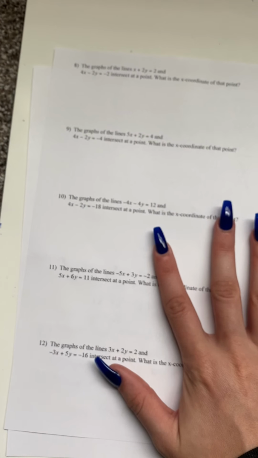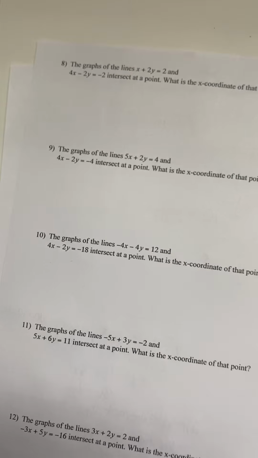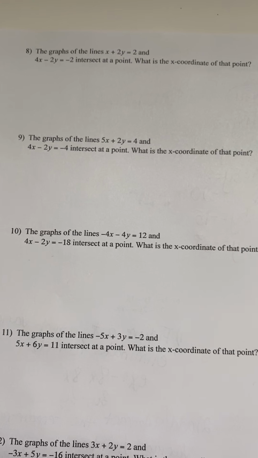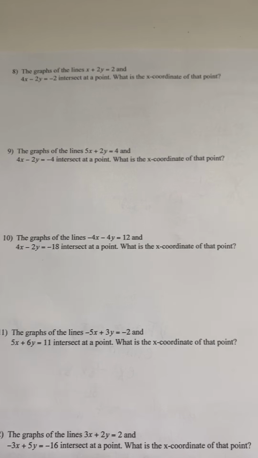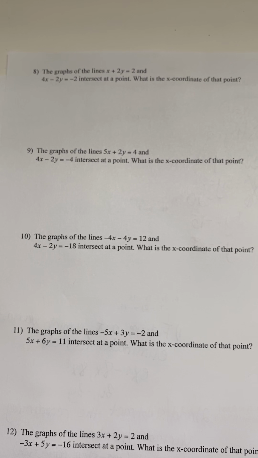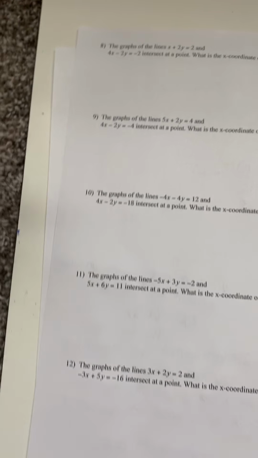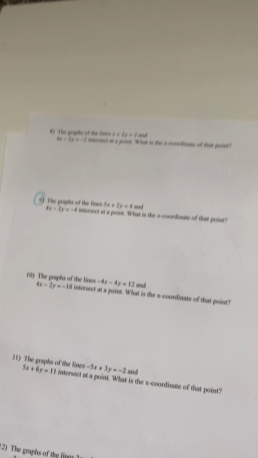Although these aren't too difficult, the Coyote likes to make them really difficult by putting a bunch of words in there, kind of like they do with the substitution problems as well. So let's just look at something like number 9. Let's do number 9 together.